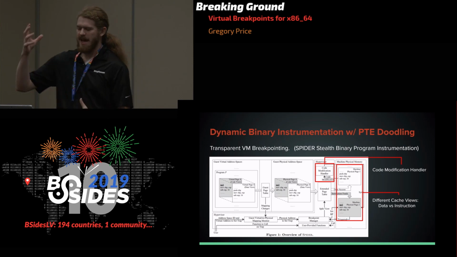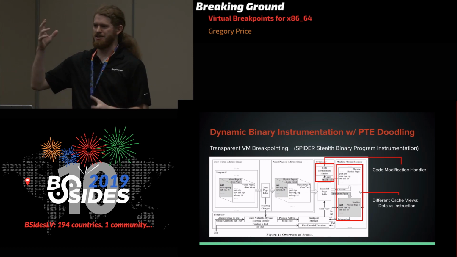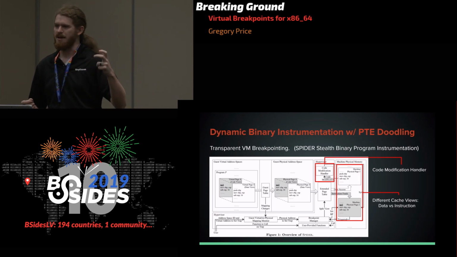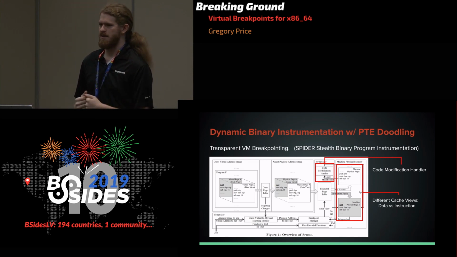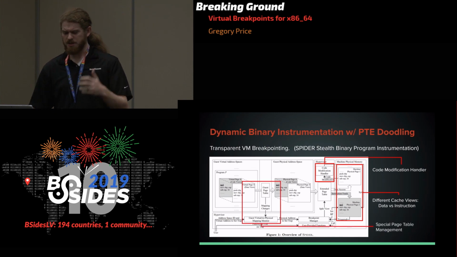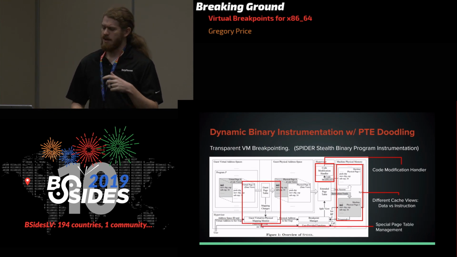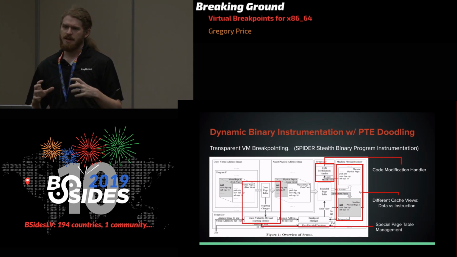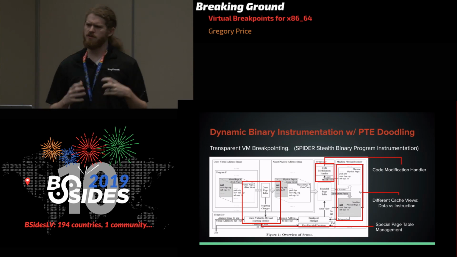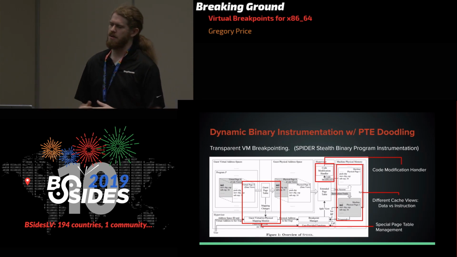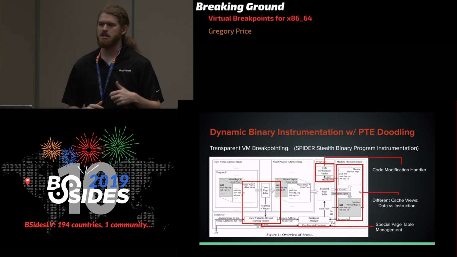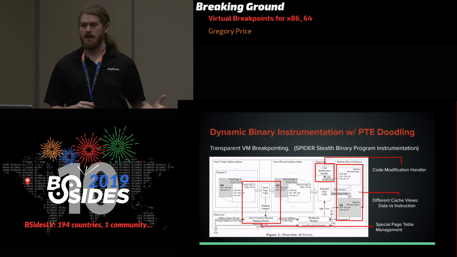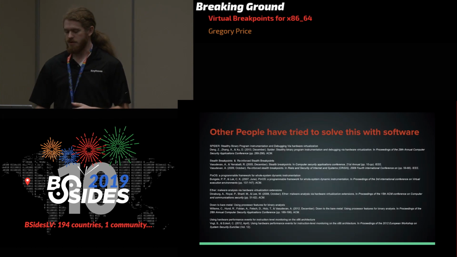You have these different cache views between a data view and an instruction view based on whether that page is being used to execute or you're trying to read from that page. And you actually have to use special page table management in order to implement this whole solution. So it's very complex and very low level. It has to be done in a kernel driver. It's not something that we could necessarily expose to a userland debugger, for example. So there are some limitations there.